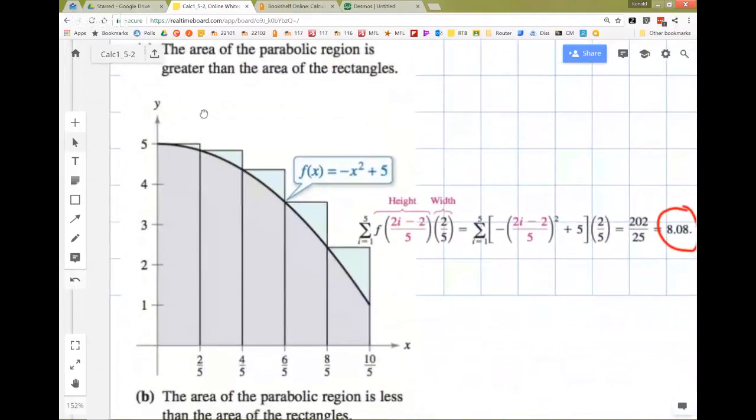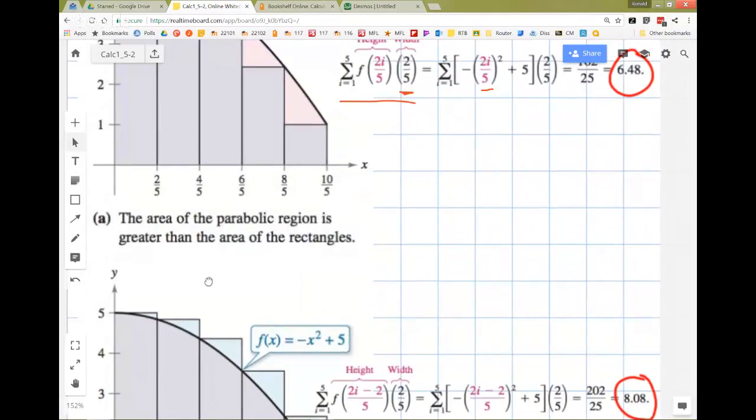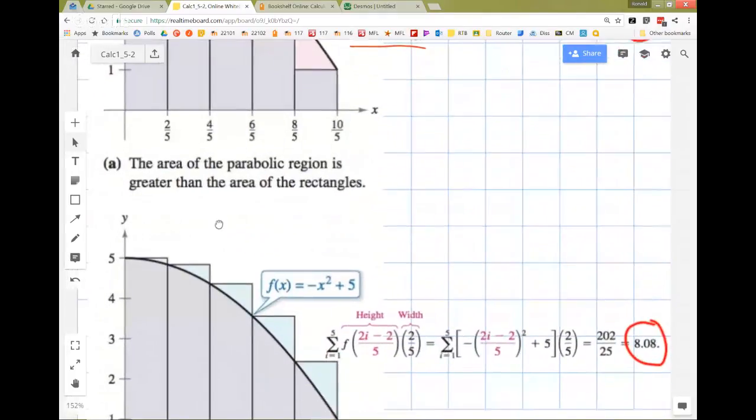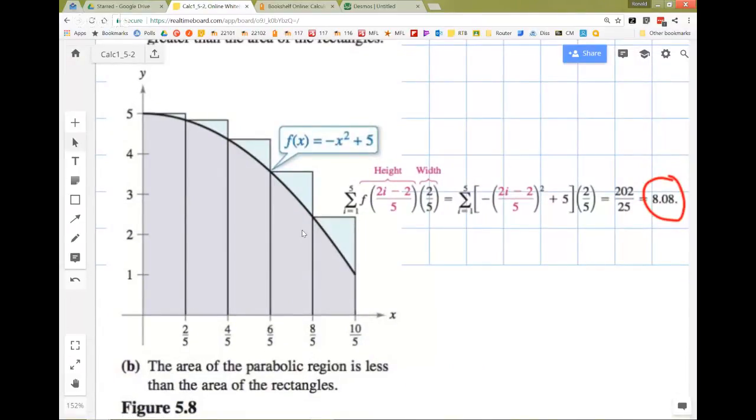Okay, so another option we're going to look at toward the bottom of the page is, how about if we take the same width, 2/5, but this time we're going to take the left edge of the rectangle. So in other words, now we're going to be too high. The rectangles have some waste, as in the powder blue area. And this time, if you added up all the rectangles, you get 8.08. That's too high. So let's just go back. Too low, 6.48. Too high, 8.08. And the real answer is somewhere in between. See, what we're trying to do eventually is find the area under this curve, this parabola.